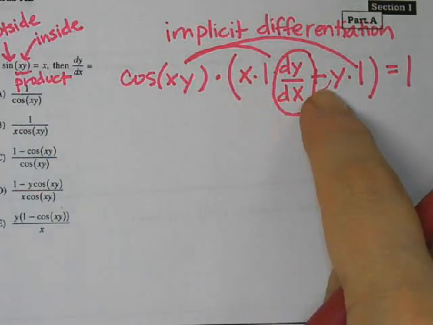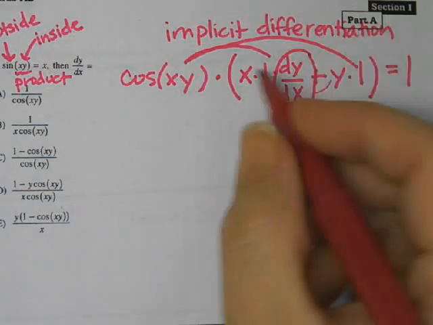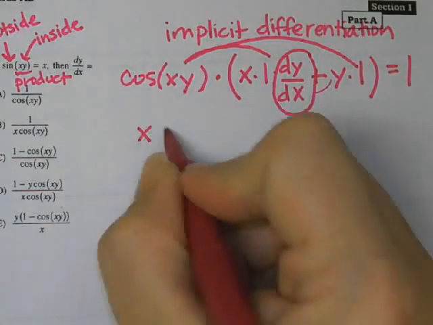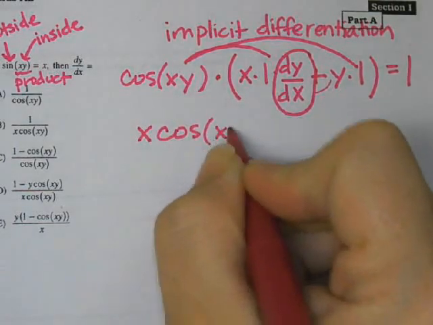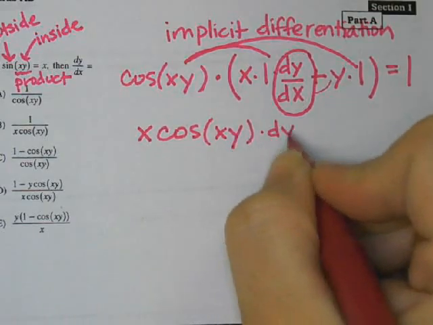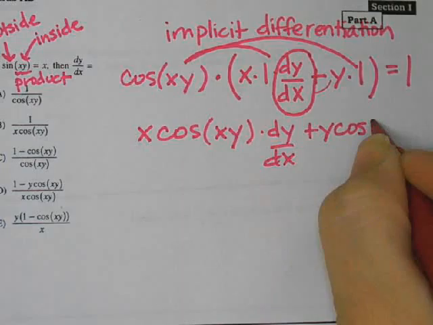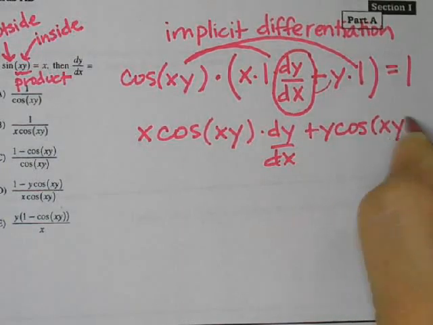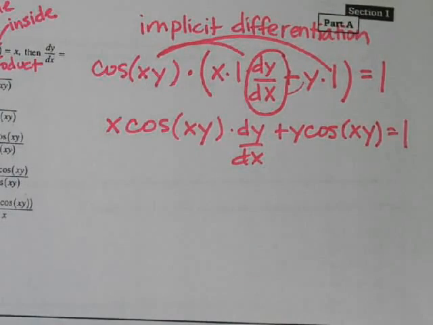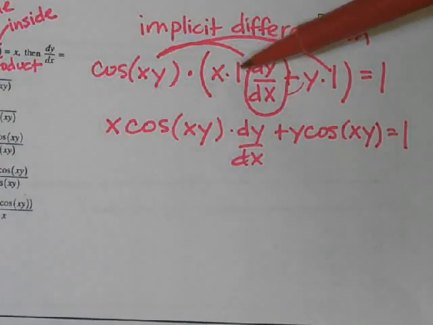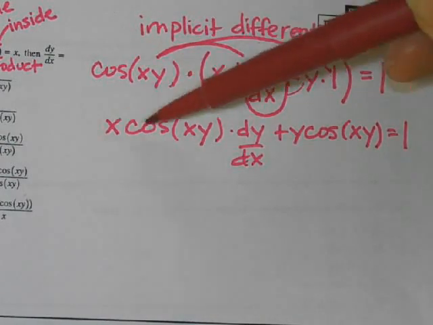So to get the dy dx by itself, we have to subtract the y cosine xy from both sides. So we're going to get 1 minus y cosine xy, and I move this by subtracting it. And then we divide by what's in the front of the dy dx, which is the x cosine xy.